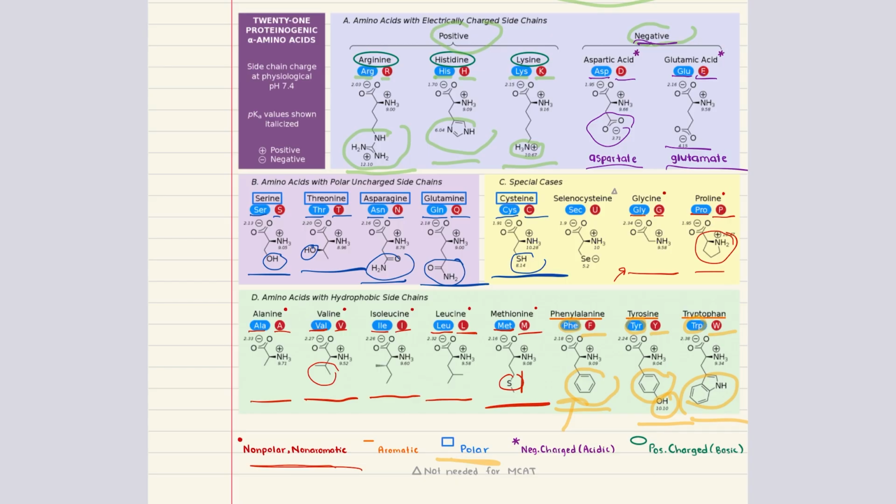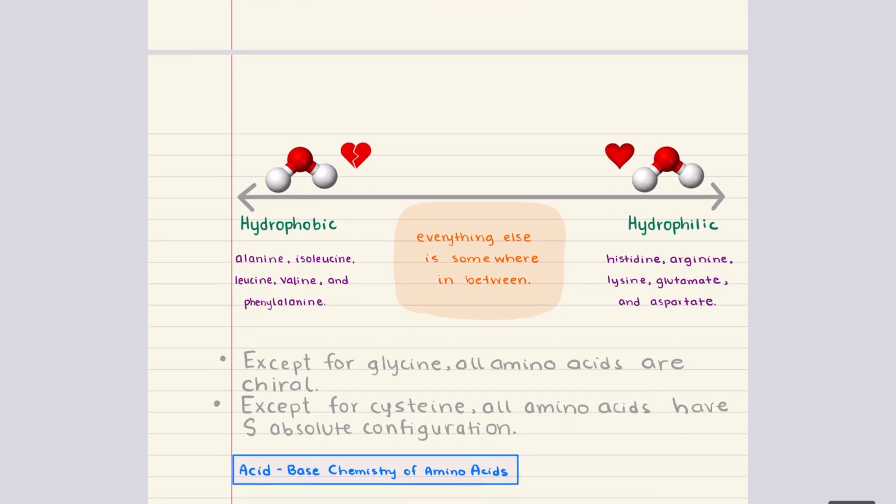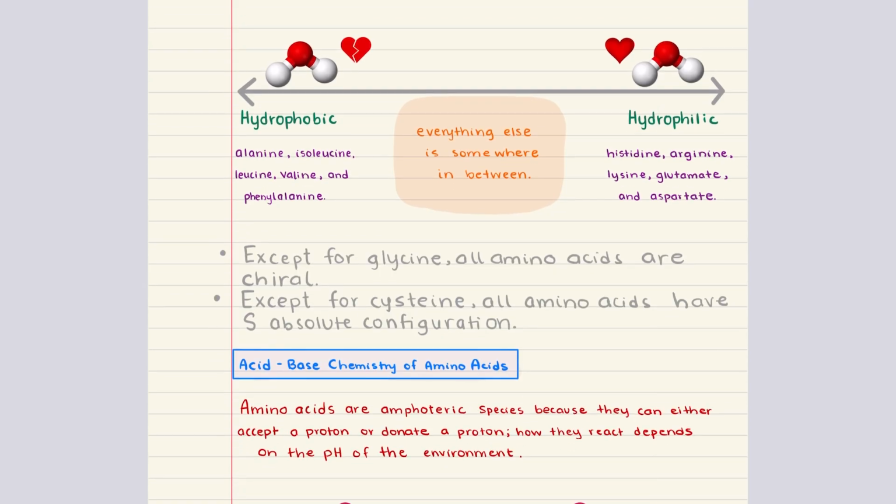In addition, we can classify amino acids based on how they behave in water along a spectrum from hydrophobic to hydrophilic. We briefly mentioned this for every amino acid we talked about, but I kind of want to put it into perspective and reiterate. On the hydrophobic end, we have amino acids like alanine, isoleucine, leucine, valine, and phenylalanine. These side chains tend to avoid water, and they prefer to be tucked away inside the folded protein. On the hydrophilic end, we have histidine, arginine, lysine, glutamate, and aspartate.